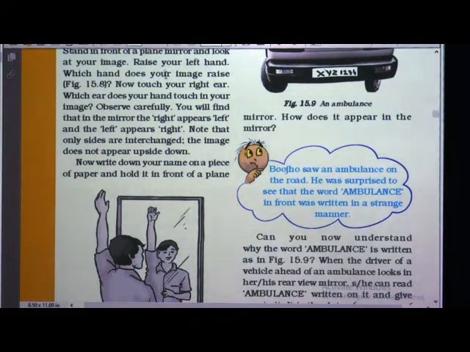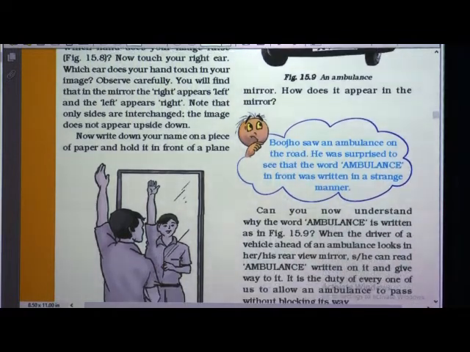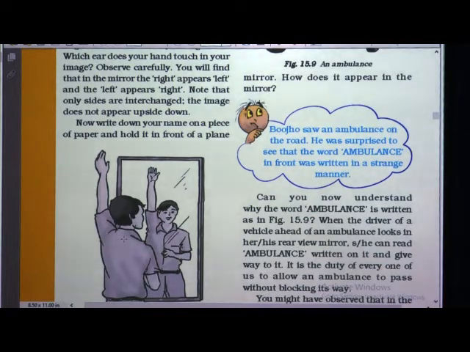When you raise your left hand, that image, whatever image is there, do not say that boy. The boy is not there, only your image is there. That image is going to raise its right hand. In this image you can see that the boy in front of the mirror raised his left hand, but in the mirror you can see that the image of that boy is raising its right hand. So, this is the difference.